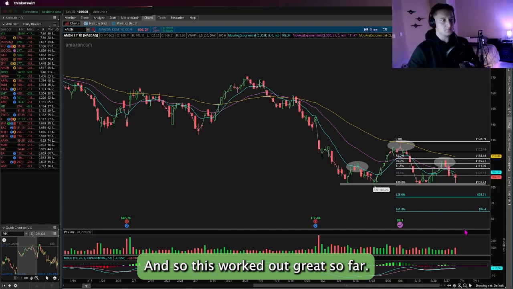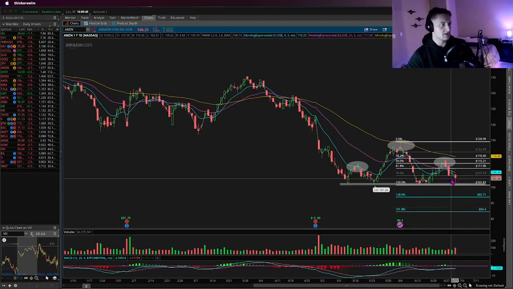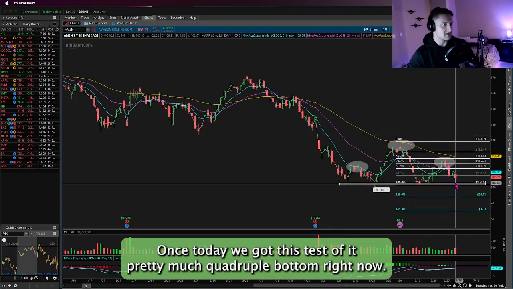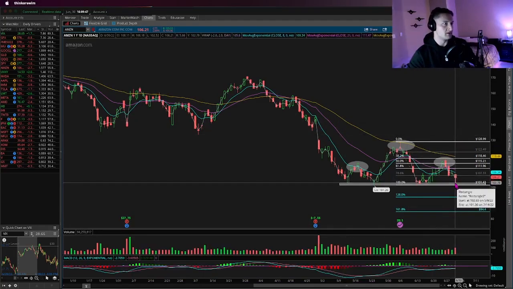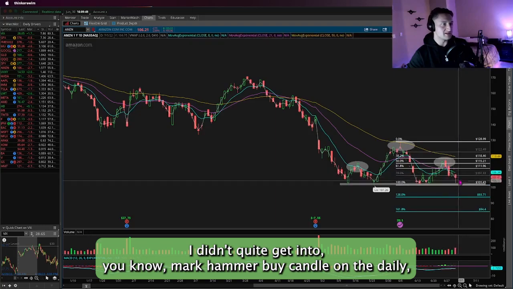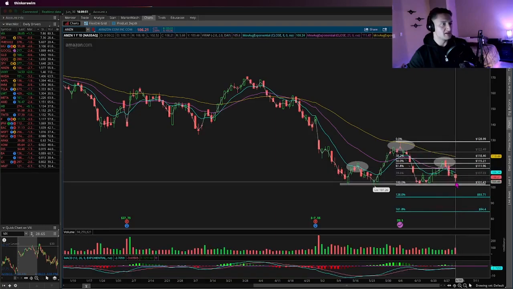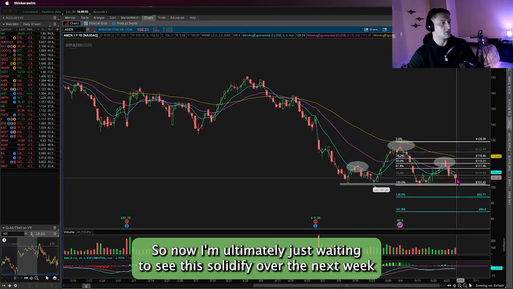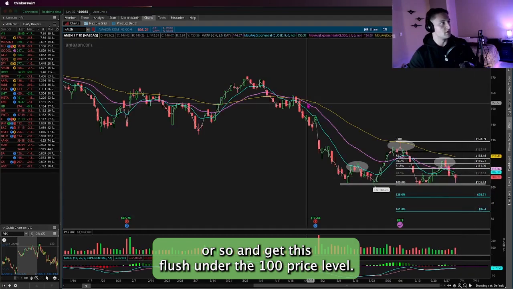And so this trade worked out great so far. I'll go ahead and pull up a premium chart today. Today we got this test of it, pretty much quadruple bottomed right now. Didn't quite get a hammer buy candle on the daily, but was looking that way. We got an aggressive bounce off of this neckline here. So now I'm ultimately just waiting to see this solidify over the next week or so and get this flush under the 100 price level.